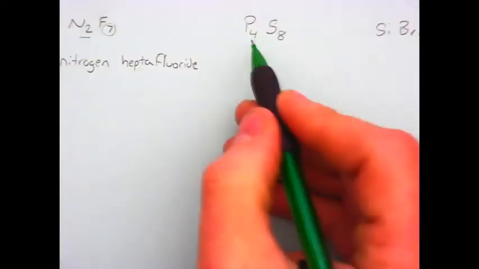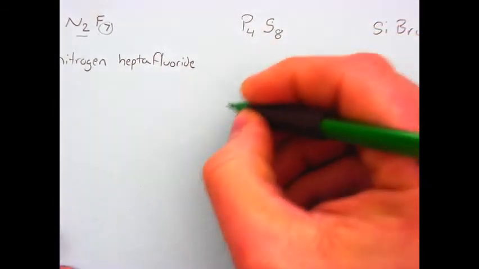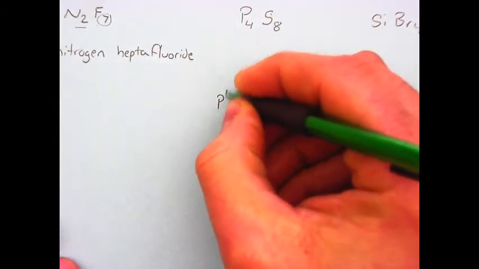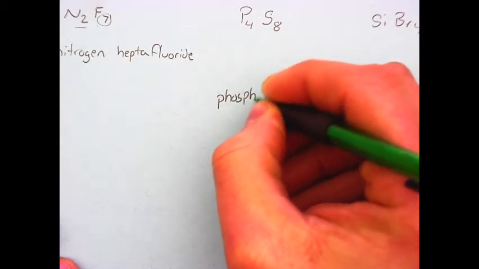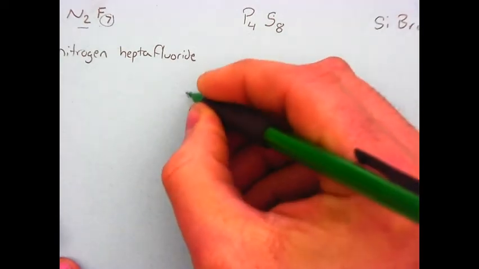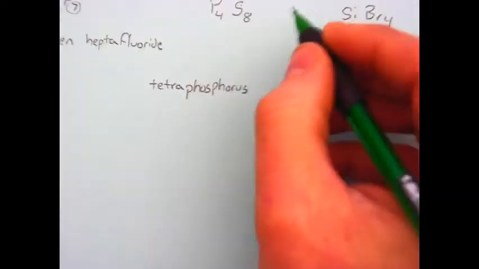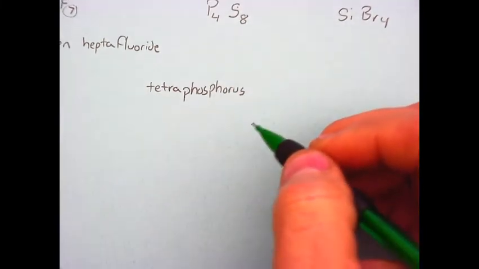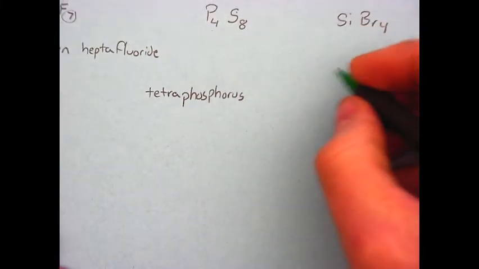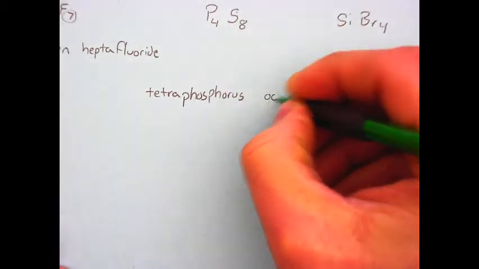Next, we have P4S8. All right, P is phosphorus, so we have phosphorus, but there's 4 of them. So we write the Greek prefix for 4, which is tetra, and then 8 sulfurs. Since it's the second element, it has to end in ide, but since there's 8, it's octasulfide.